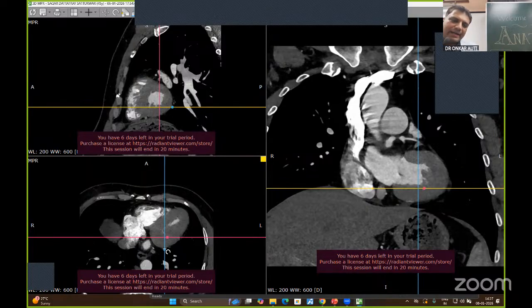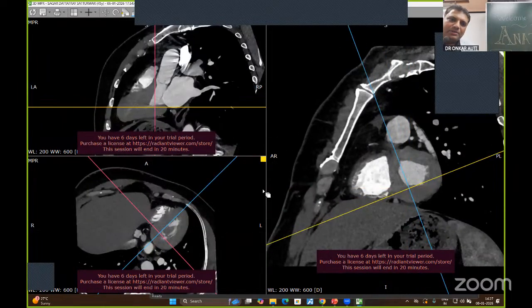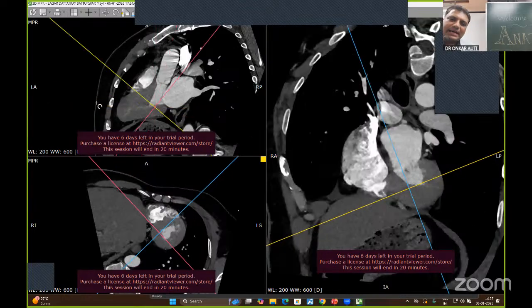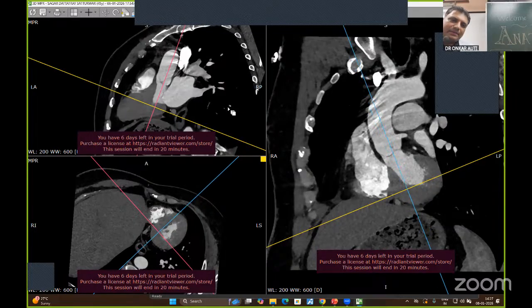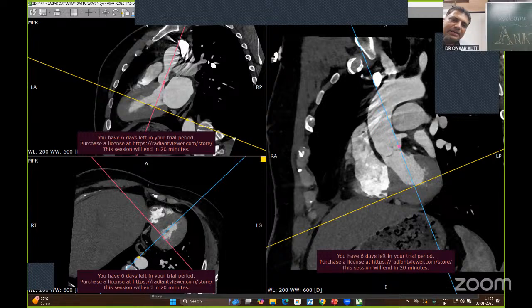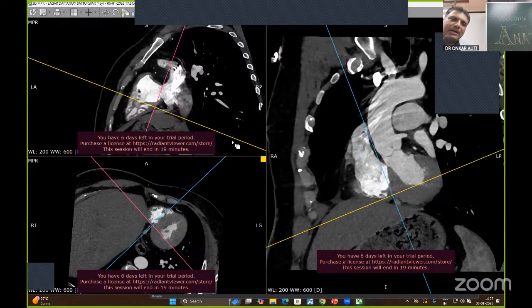Okay, so I can rotate this image in whatever way I want. You can see that as I'm rotating the axis, the image is getting rotated. So I can see the aorta in full picture over here, arising from the left ventricle on this side. On this side, I can see the aorta in other views. So here is the right atrium and the right ventricle, which I can see in other views.